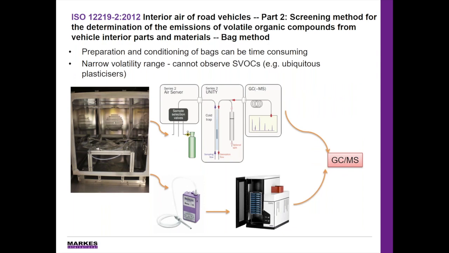ISO 12219 Part 2 determines the VOC emissions from parts and materials using the bag method. Samples are placed inside this bag, and then you flow the gas inside the bag. Then we mix the air really well within the bag. Then we draw the air onto a sorbent tube or directly onto a focusing trap, depending on which instrumentation you're running. There are also a few problems with this method.